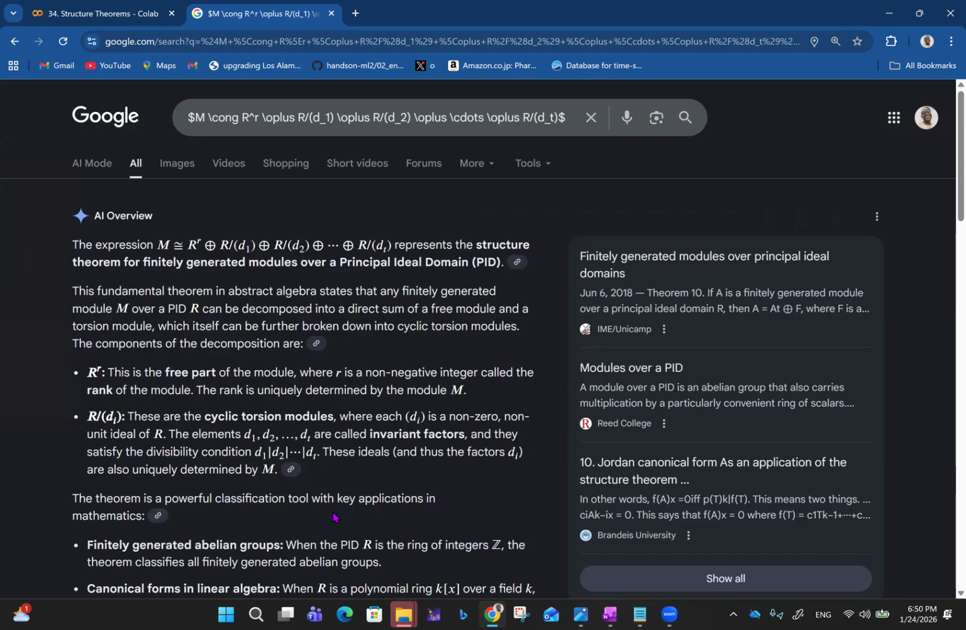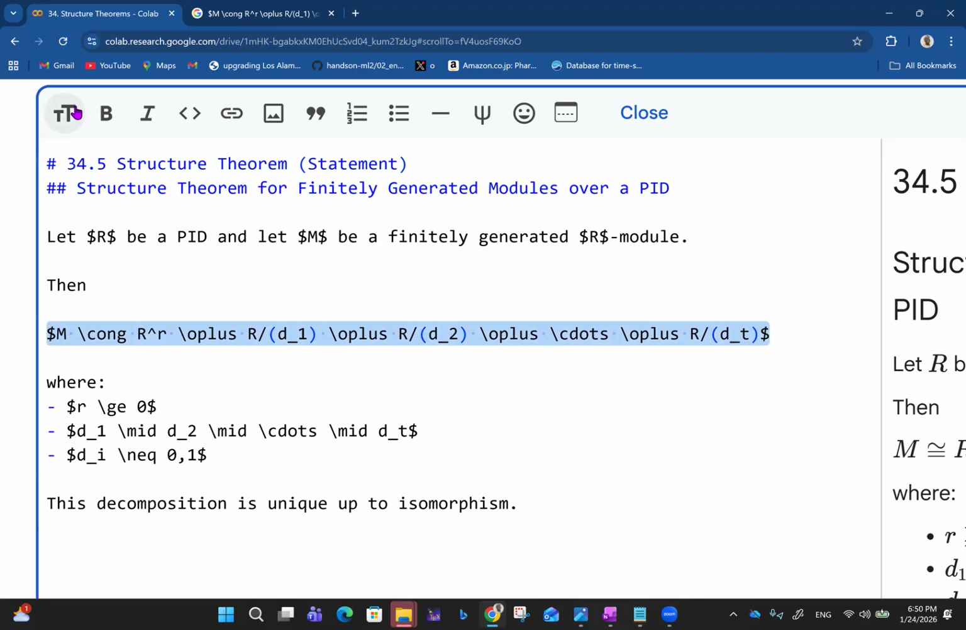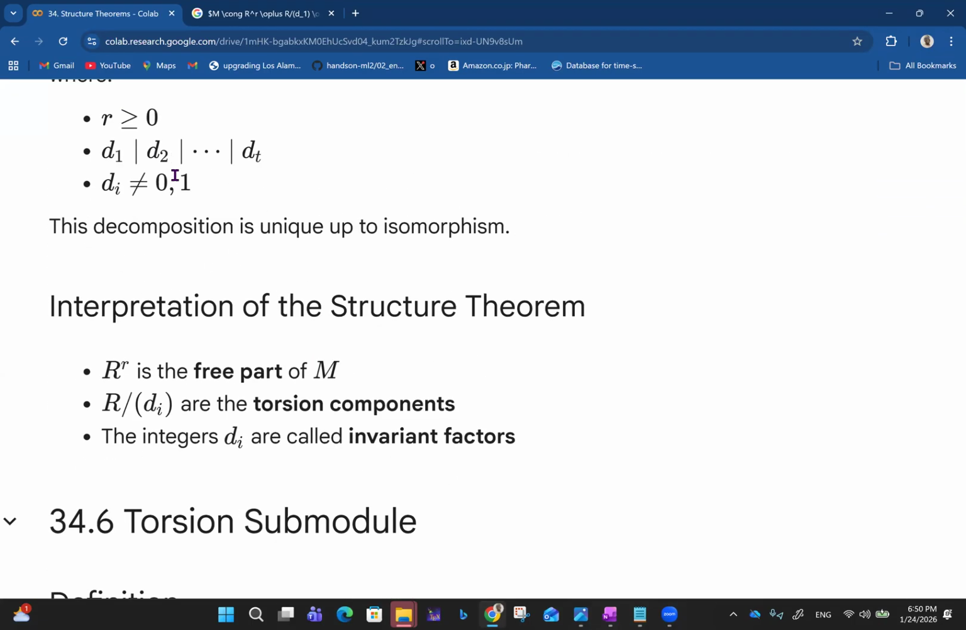So the theorem is a powerful classification with key applications in mathematics. For finitely generated Abelian groups, where the PID R is the ring of integers Z, the theorem classifies all finitely generated Abelian groups. Then for canonical forms in linear algebra, where R is a polynomial ring K[x] over a field K, the theorem can be used to derive the Jordan canonical form and the rational canonical form of a linear transformation. Interestingly, in this video we're still going to see the Jordan canonical form as we get towards the end.